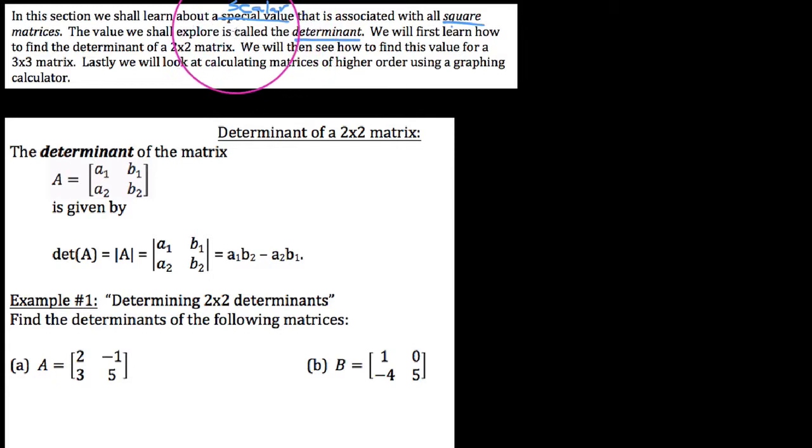So what we're going to do in this video is essentially approach how to find the determinant of a 2 by 2 matrix, how we write it, how we interpret it, what we do with it, and then we'll look at, say, 3 by 3s in the next video, okay? So let's go ahead and start with this.